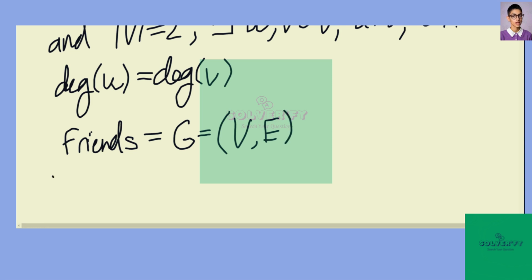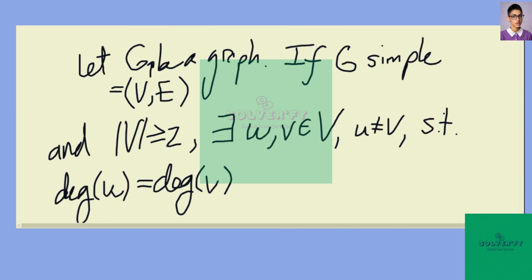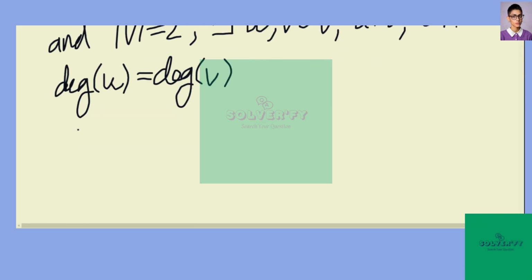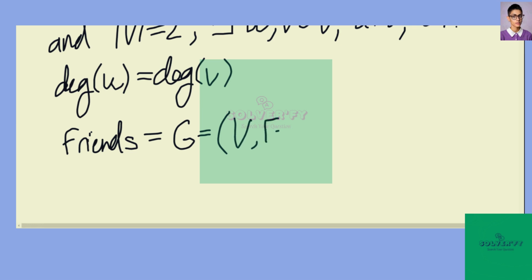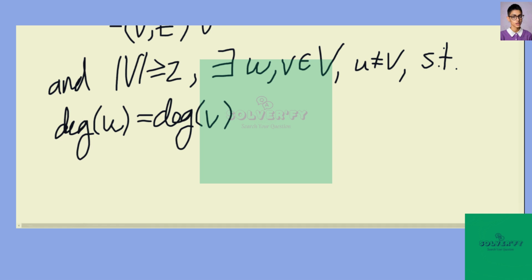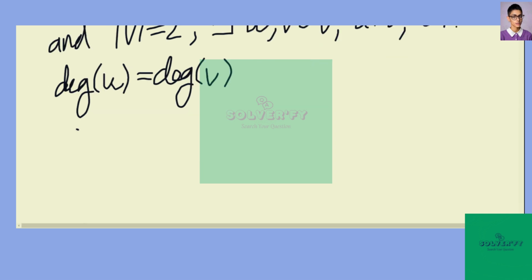So recall from a previous problem, exercise 18, that if G is some graph with vertex set V and edge set E, if G is a simple graph, and if it has at least two vertices, so that the cardinality of V is greater than or equal to 2, then it follows that there exist two vertices, U and V, which are distinct, such that the degree of U is the same as the degree of V.